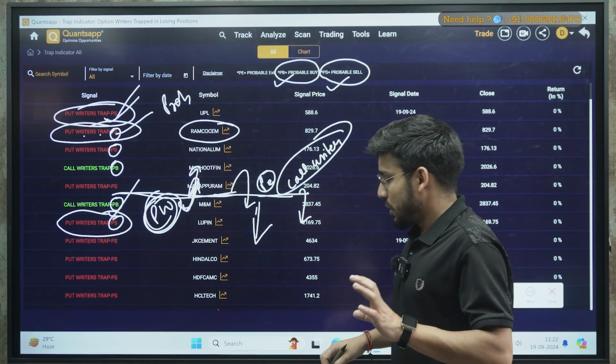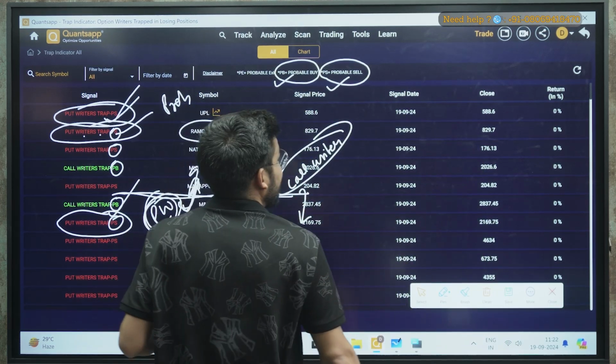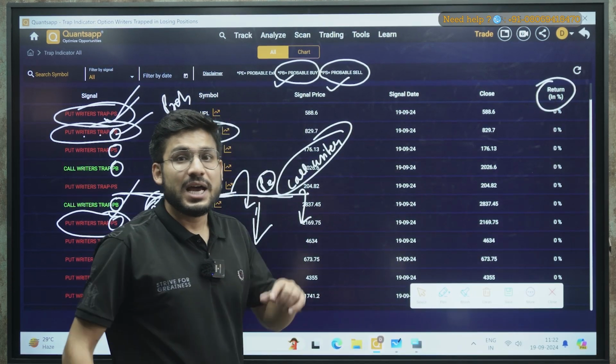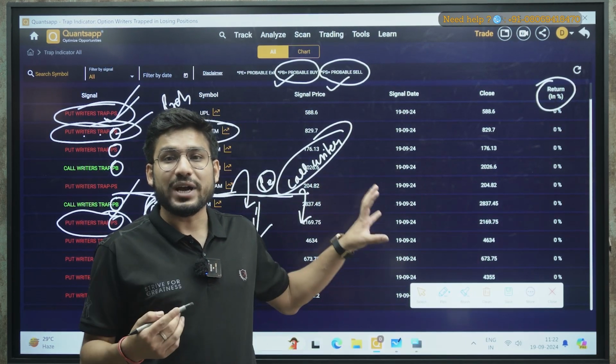Now there is one more thing that you have to analyze. For example, here there is a return section, return percent. It means how much percent of return that stock has given you.